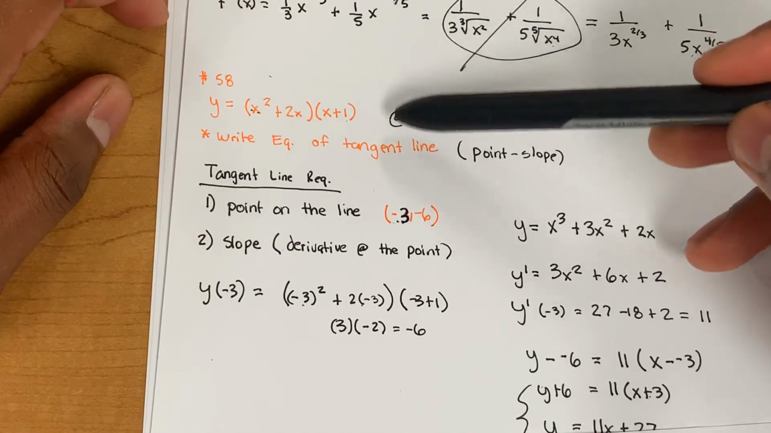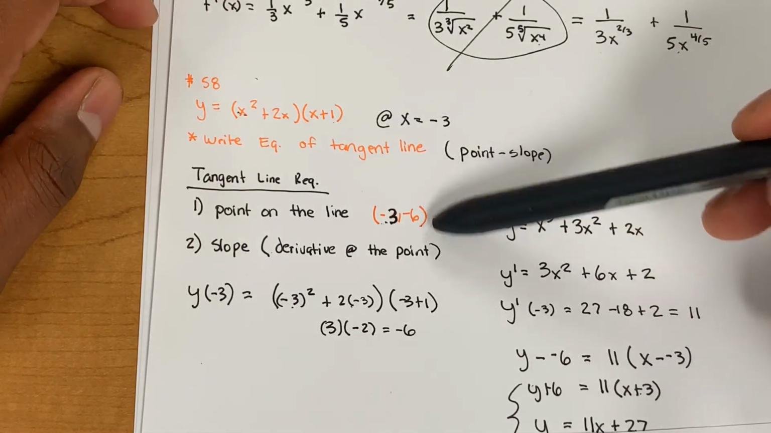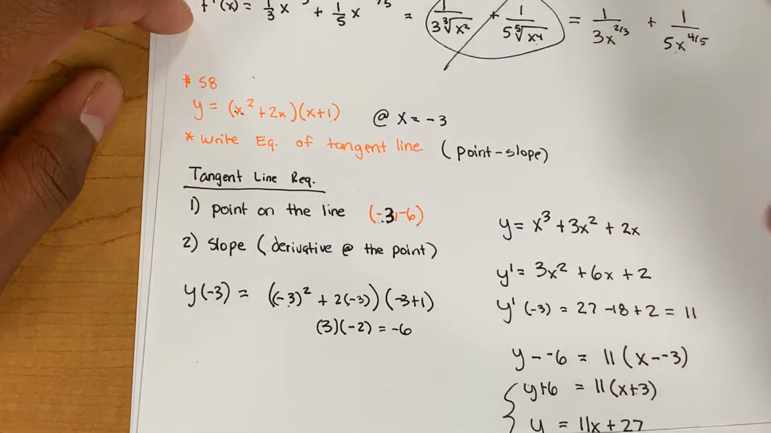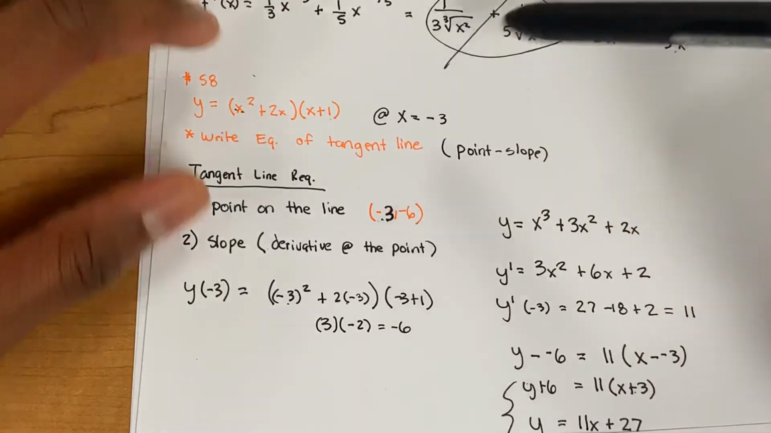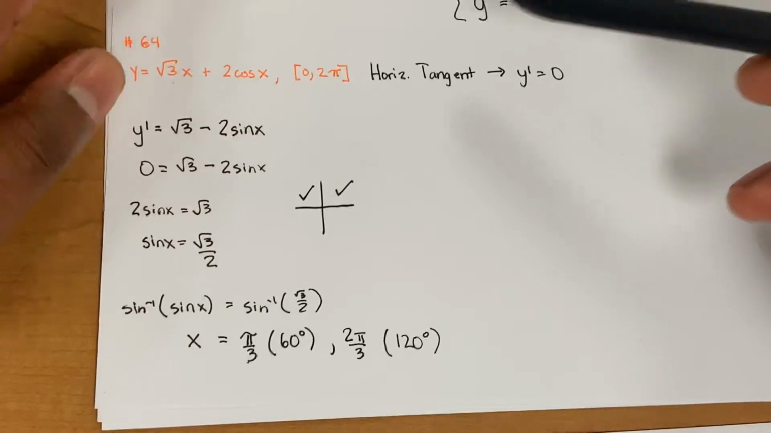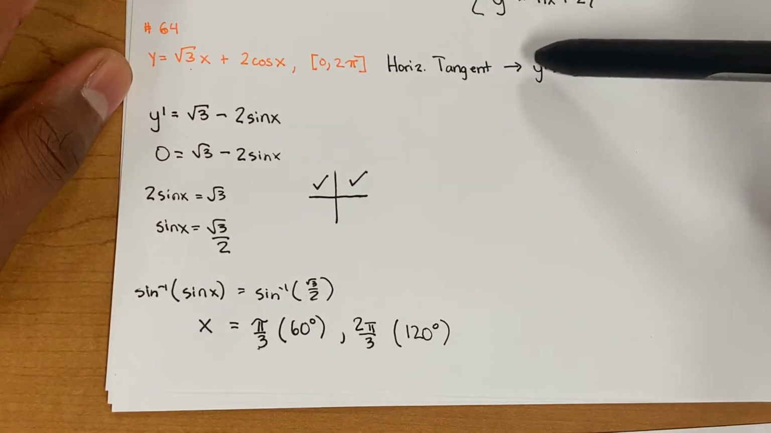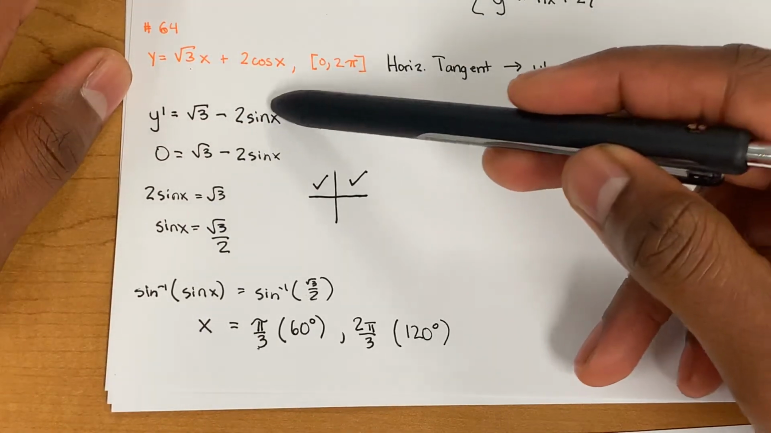And lastly, we found the equation of a tangent line by writing the information that we needed. We also learned that we can sometimes multiply things out without having to do the product rule. And lastly, we determined that a horizontal tangent is where the derivative equals 0, and we have a process for that.